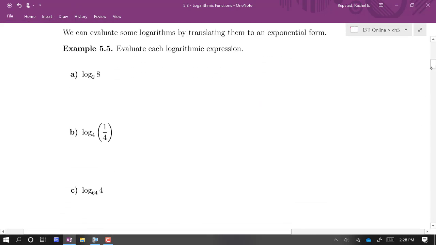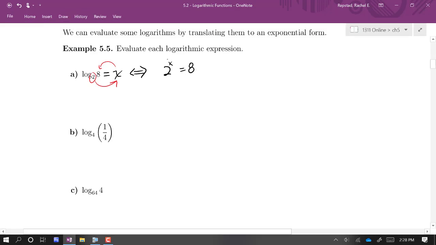We're going to evaluate each of these. We could do all of these basically without a calculator because they're convenient numbers. So we're going to find log base 2 of 8. The first thing I'm going to do is say, let's call this x so that we really want to find the value of x. And then we will write the exponential form. So if log base 2 of 8 is equal to x, that means that if I take my base 2 and I raise it to the x power, I get 8.